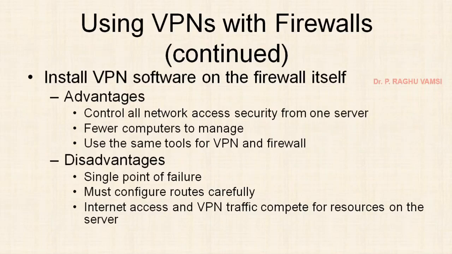If you install VPN on the firewall itself, then the advantages are like this: control all network access security from one server itself, fewer computers to manage, and use the same tool for VPN and firewall. But if a single point of failure occurs, then the entire system will collapse. You must configure router routes carefully, otherwise it will be difficult. Otherwise it may choose a different path, and sometimes a split path will happen, and thereby the entire VPN objective may be violated, maybe go to waste. Internet access and the VPN traffic compete for resources on the server.